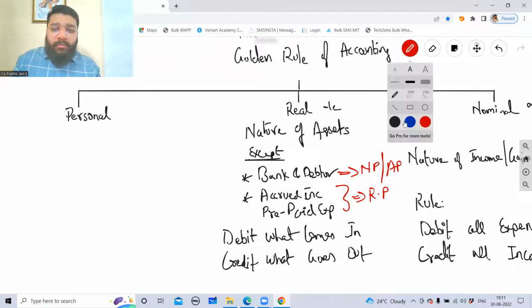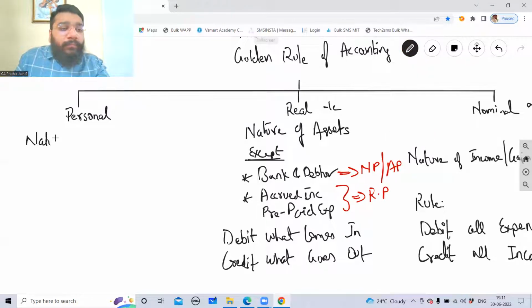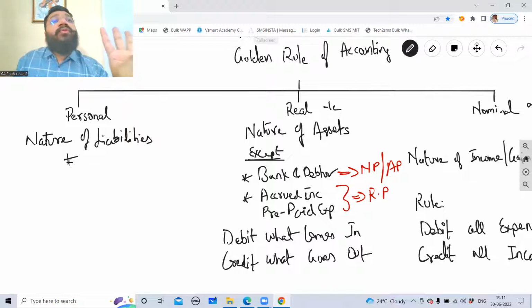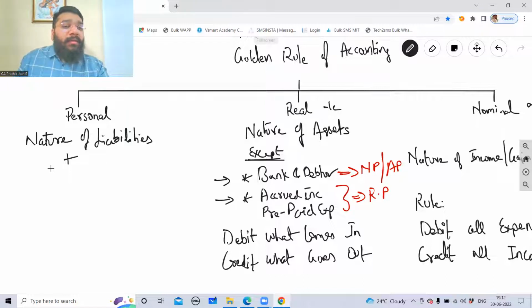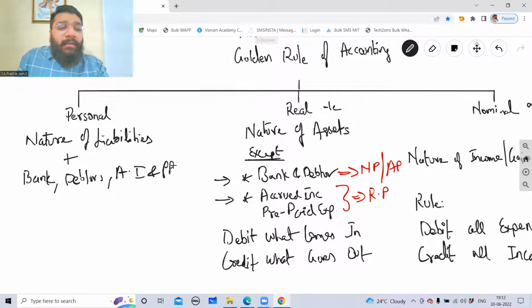So then we head towards personal account. If you have the nature of liabilities plus those four items, which four items? Bank, debtors, accrued income, and prepaid expenses. These are the four exceptional assets. All of these will come under personal account, right? Depending on their nature. If they are natural people, they are natural personal account. If it is an artificial person, they are artificial personal account.